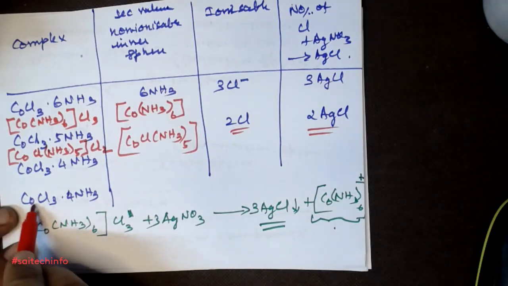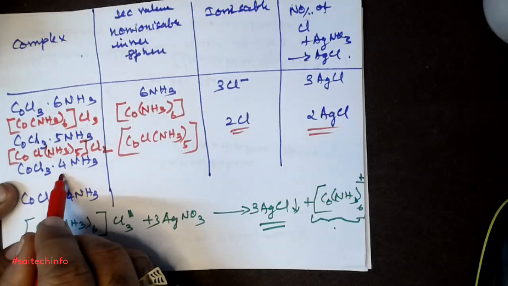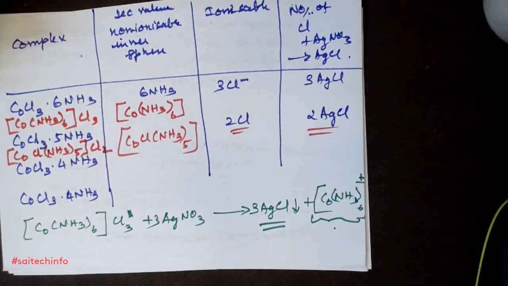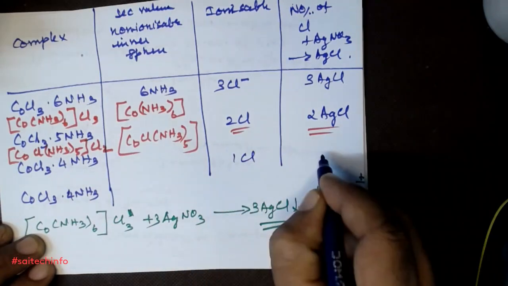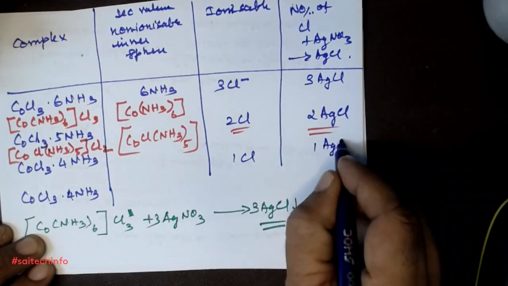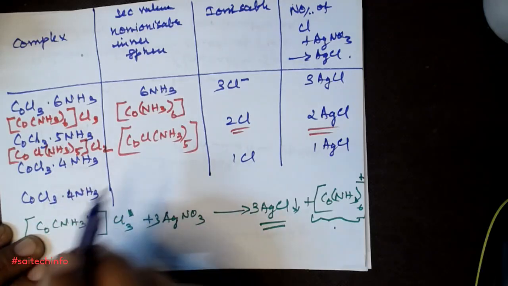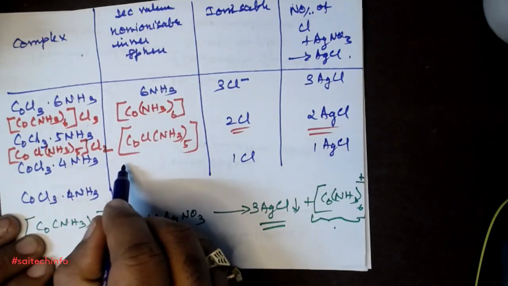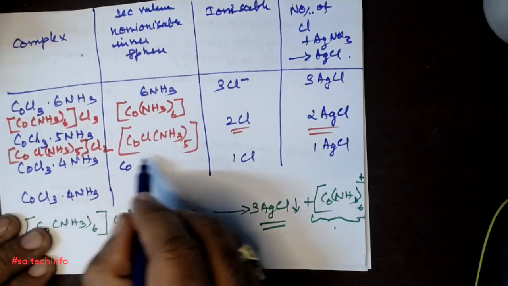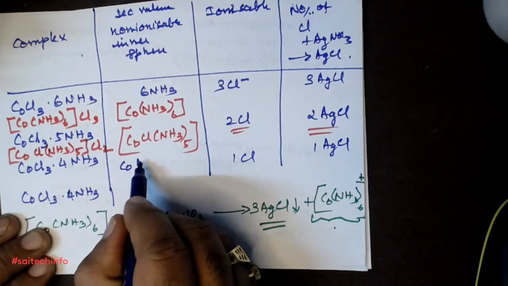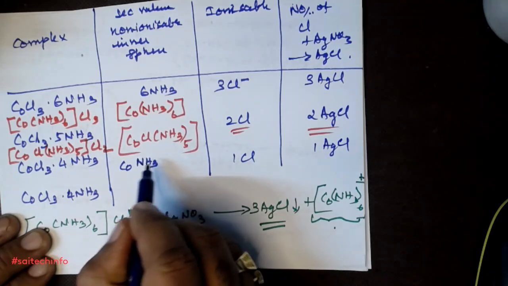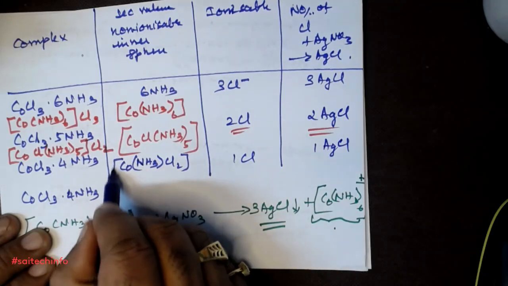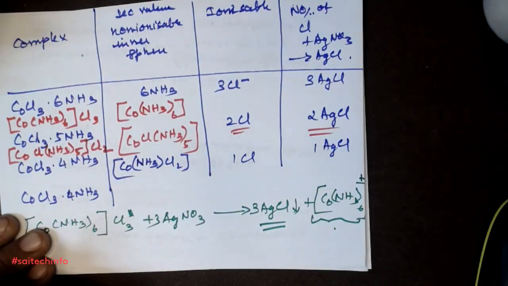For example, in this case here, we have 1 Cl resulting in 1 AgCl with the 4 NH3. So here the compound will be Co, NH3 4 times with the 2 Cl, Cl2. So this is a coordination sphere. Are you able to follow?